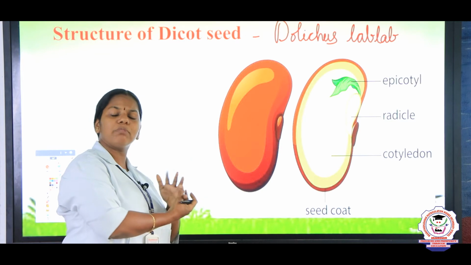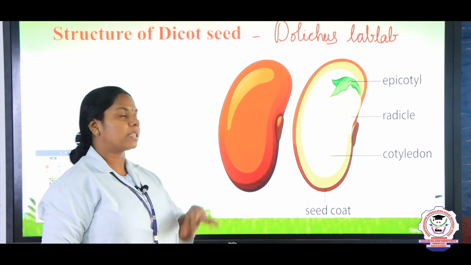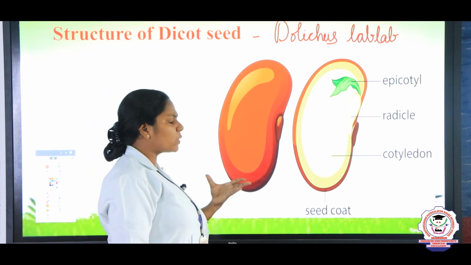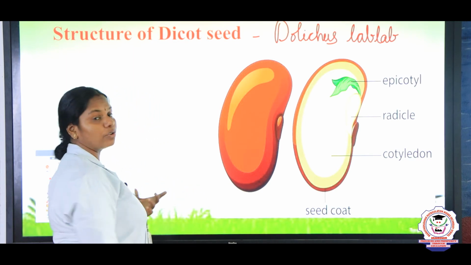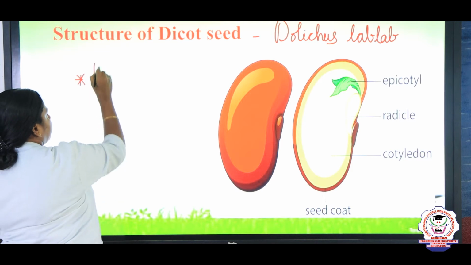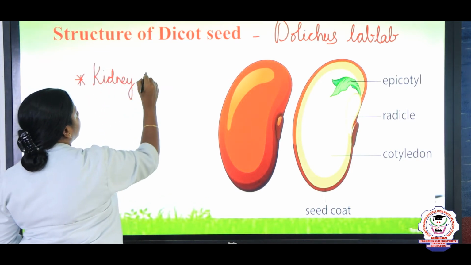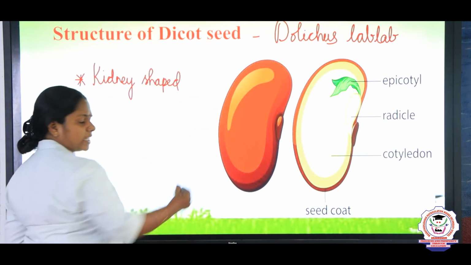And one more example for this is Cicer arietinum. We say in Tamil Sundal, right? That is also a good example of this dicot seed. So just look at this bean seed. What is the shape you guessed, children? Yes, very good. The dicot seed is kidney shaped, right? It is kidney shaped.